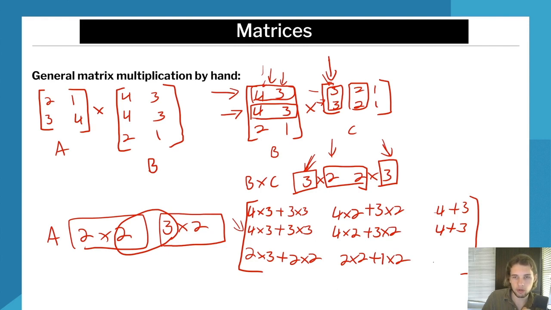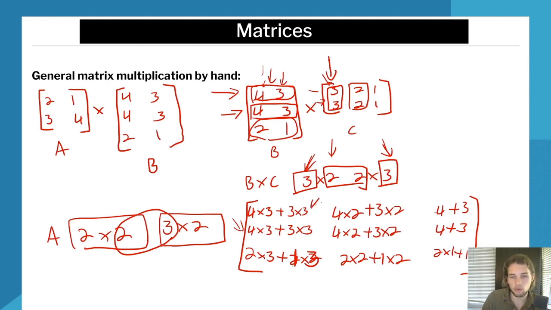And then we do, I made a mistake here, 2 times 3 plus 1 times 3. Sorry. 2 times 2 plus 1 times 2. And then 2 times 1 plus 1 times 1. And this is our result.